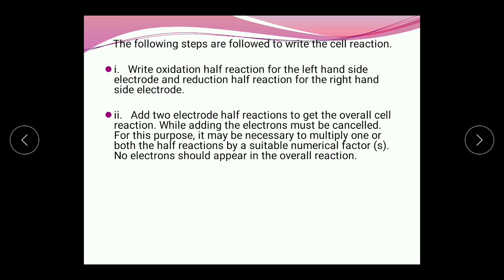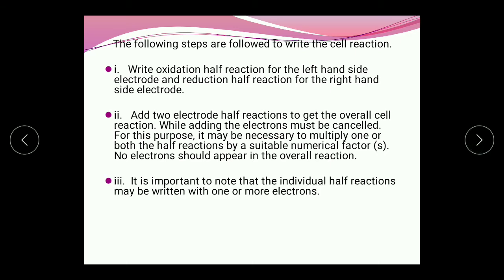As in mathematics, we have to balance the number of electrons in both the reactions so that they are cancelled. If the electrons are not balanced, then multiply that reaction by a numerical factor. So, the final condition is that no electron should appear in the overall reaction. Now, it is important to note that the individual half reaction may be written with one or more electrons. You can write in any way. Shall we take an example?